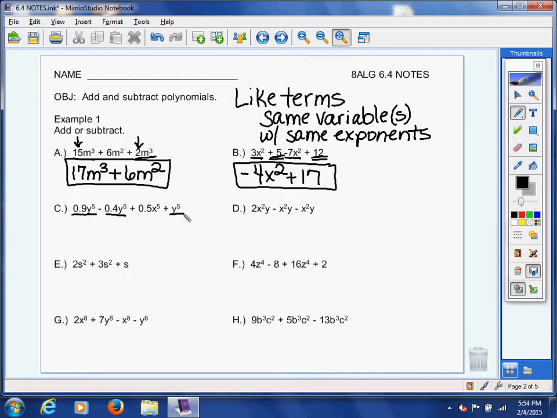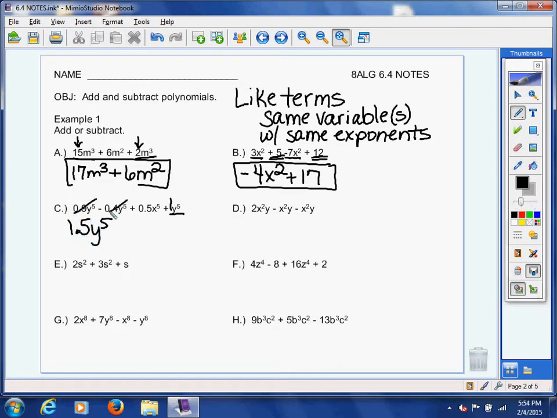All right, so let's start with the 0.9. So we got 0.9 minus 0.4. Well, that's 0.5. 0.5 plus 1 is 1.5. So we're going to have 1.5 y to the fifth. Sorry, I made a little boo-boo there. I didn't write the right number. Okay. And so let's rewrite it, 1.5 y to the fifth.